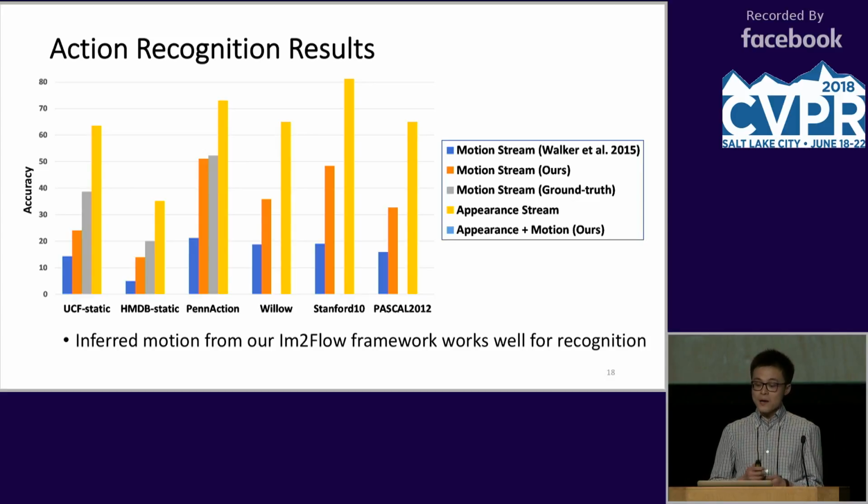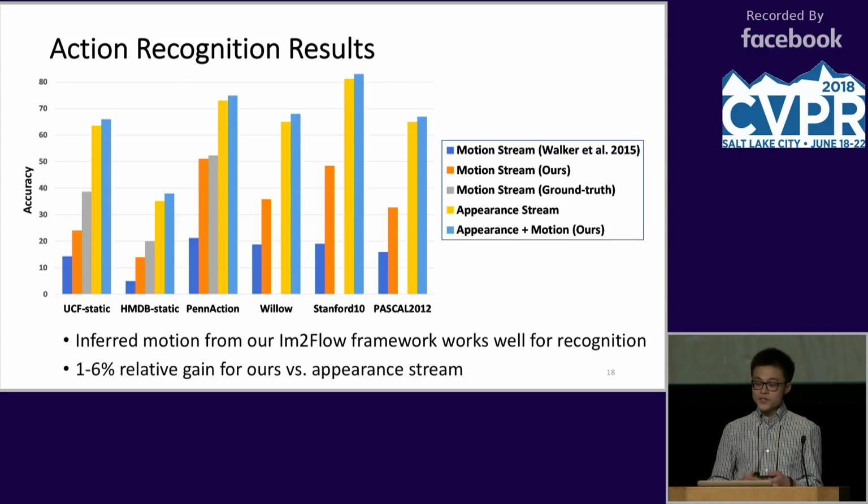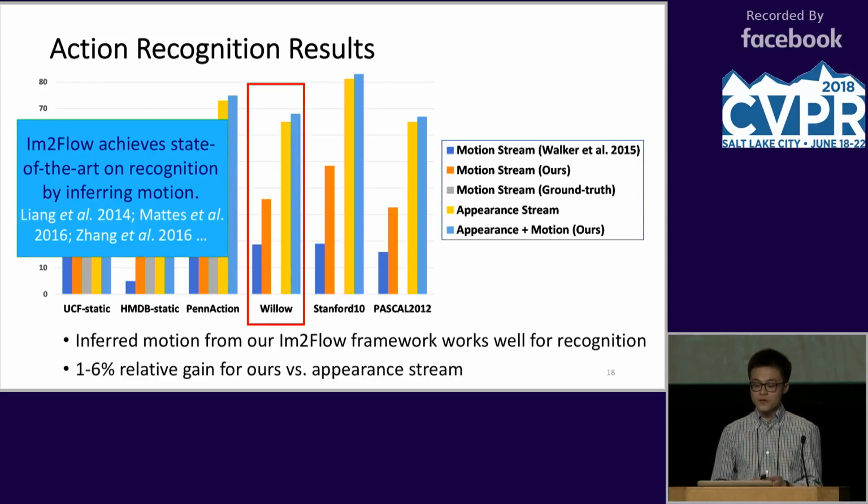But still, by combining it with the inferred motion, we can improve the recognition accuracy by 1 to 6% relatively across all 6 datasets. Note the test images are from different domains from those used to train our im2flow network. So our approach generalizes well due to the motion prior transfer from unlabeled videos to static images. And on the window dataset, we performed additional experiments using various base architectures. And by inferring motion, we also outperformed a series of state-of-the-art methods.